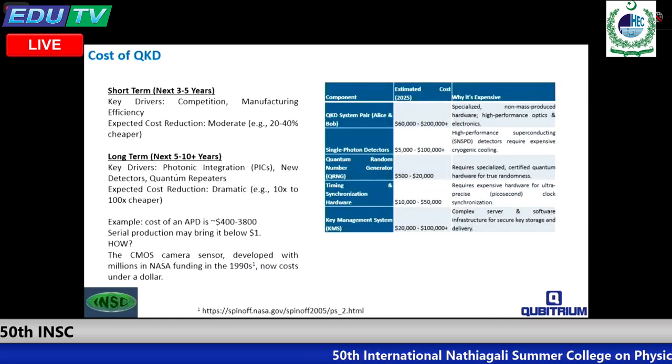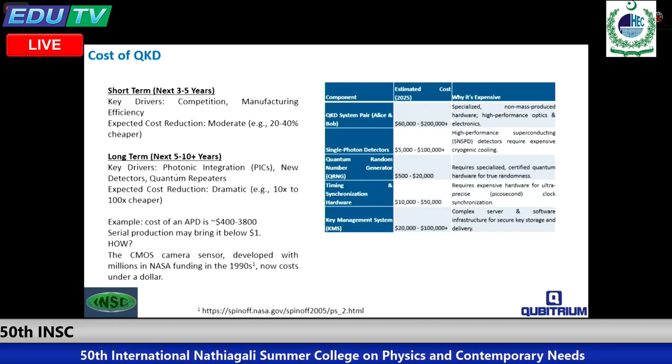Let's talk about the cost of QKD. In that NIST report, they dedicated a certain percentage of the document only to talking about the cost. Yes, it is expensive. I mean, you can see some numbers here. It is expensive at this stage, but at the same time, it can be made much cheaper. And I would like to give some examples here. For example, an avalanche photodiode, which is a simple diode, costs $400 to $3,800. The cheapest one is $400.